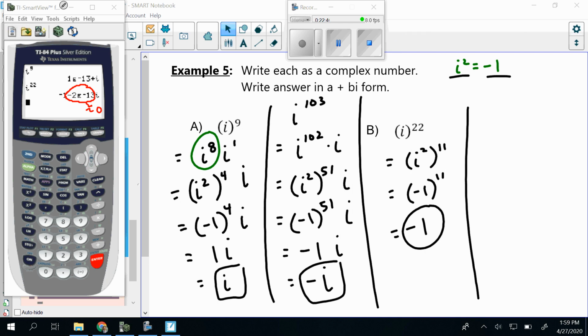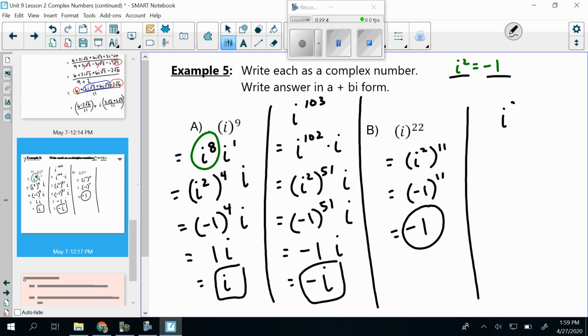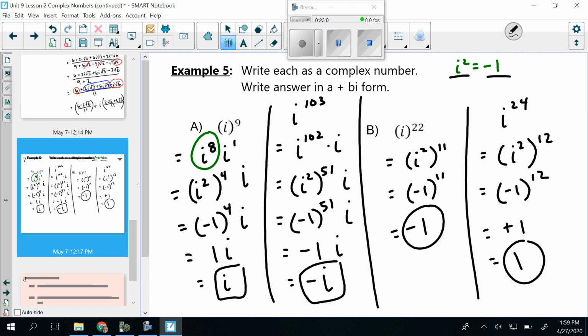Let's try one last even one. What if we had, say, I to the 24th power? That would be I squared to the 12th power. I squared is negative 1, so negative 1 to the 12th power. If you have negative 1 times itself 12 times, that's going to come out to be positive 1. And so the answer would be 1. So even powers of I should come out to be real numbers. If you have I to an odd power, it's going to come out to be an imaginary number. Okay, you're going to try some problems out, working again more with these complex numbers.